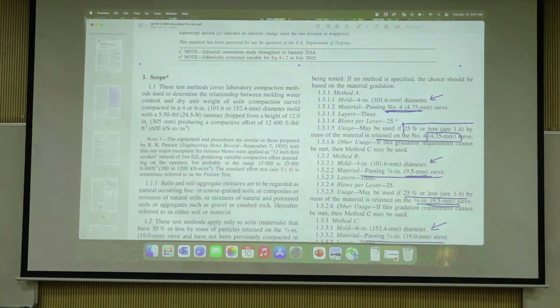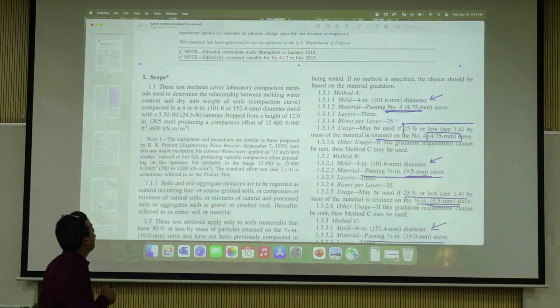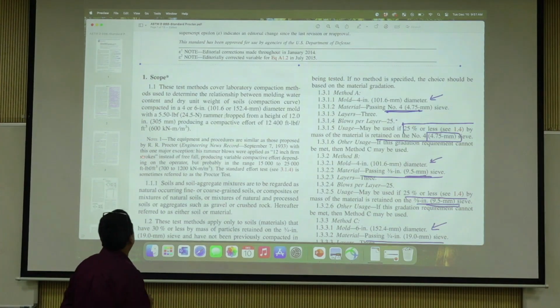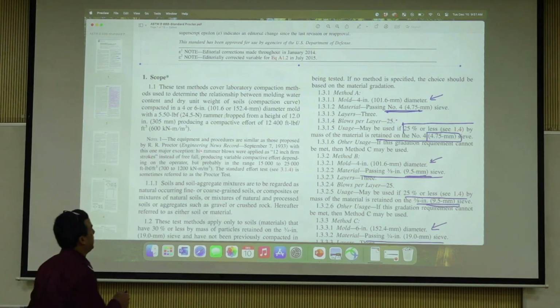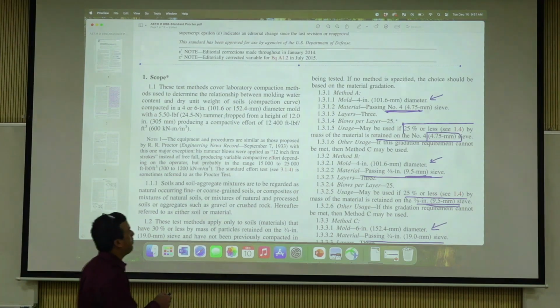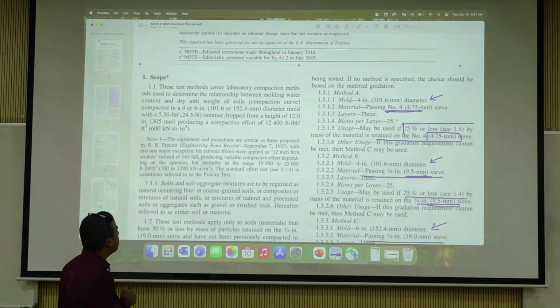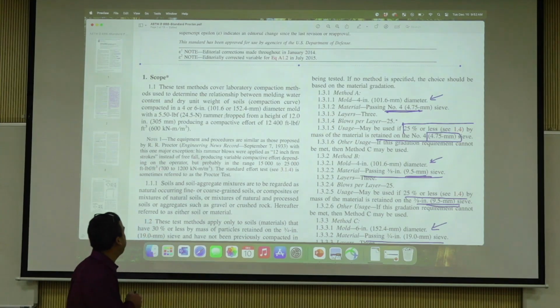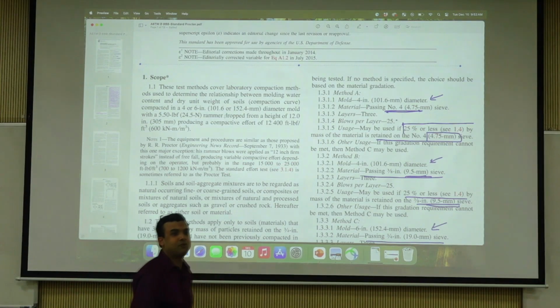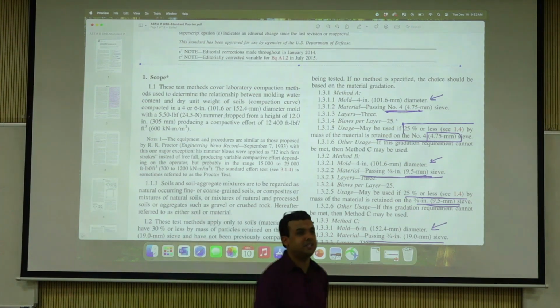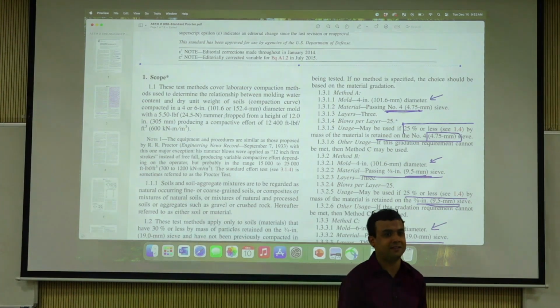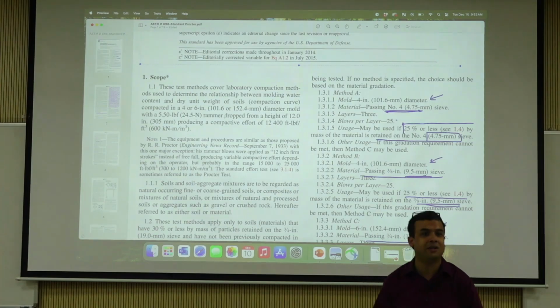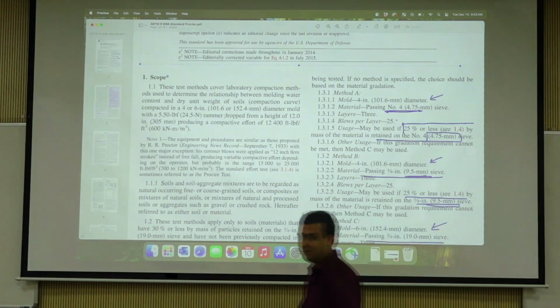The equipment and procedures are similar to those proposed by R.R. Proctor with this one major exception. His rammer blows were applied as 12-inch firm strokes instead of free fall, producing variable compactive effort depending on the operator, but probably in the range of this, and standard effort test is sometimes referred to as the Proctor test. So what I'm trying to say is when you do an engineering document, do not write it is a standard Proctor test, because you are not doing a standard Proctor test. Nobody is doing it, right?